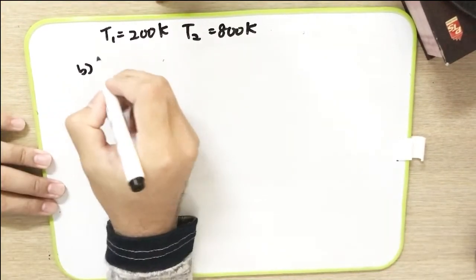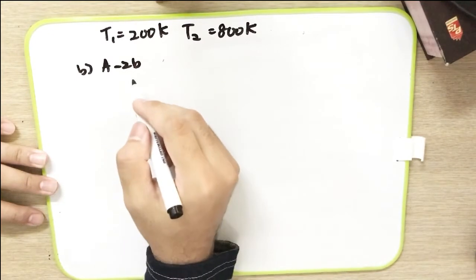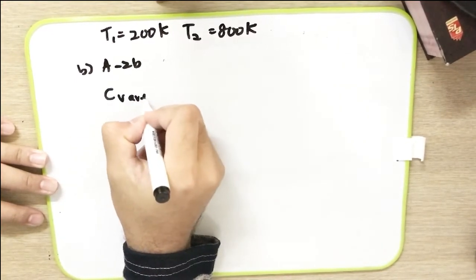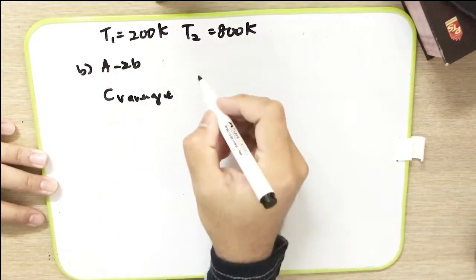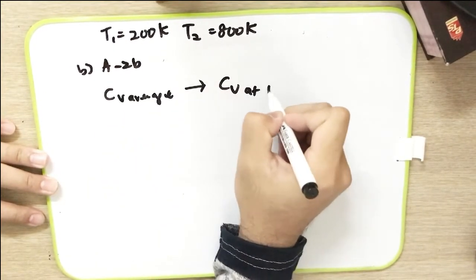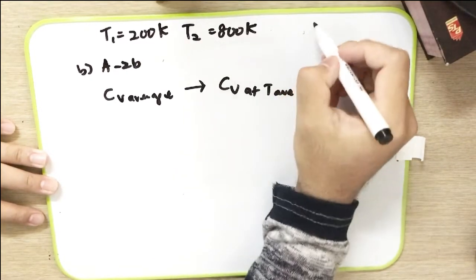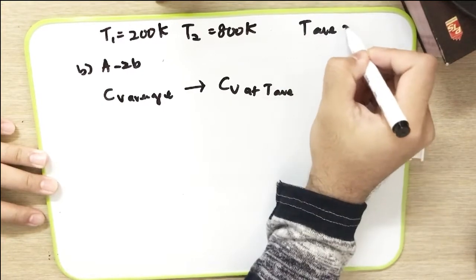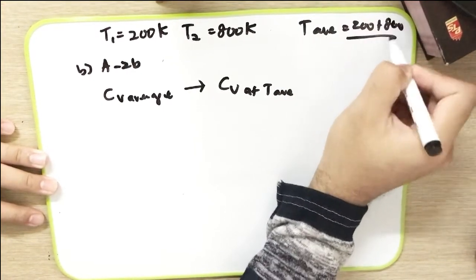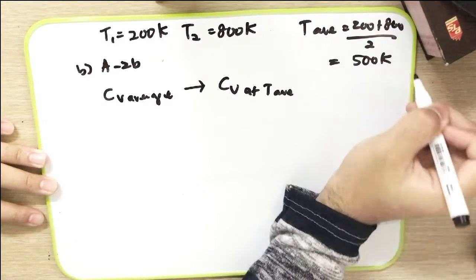For question B, we need to find by using table A-2B. So by using table A-2B, we need to find the Cv average. So the Cv average we should find from Cv at T average. So the T average is 200 plus 800 divided by 2, it is equal to 500 Kelvin.